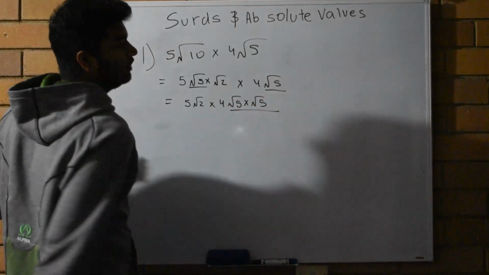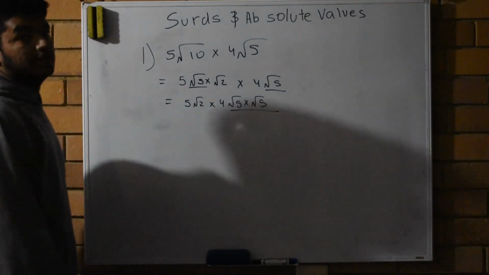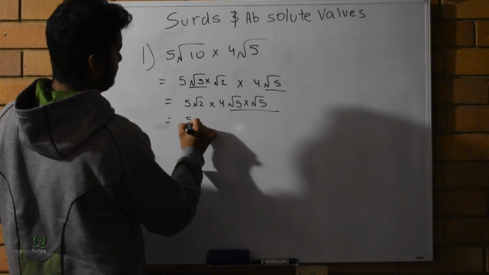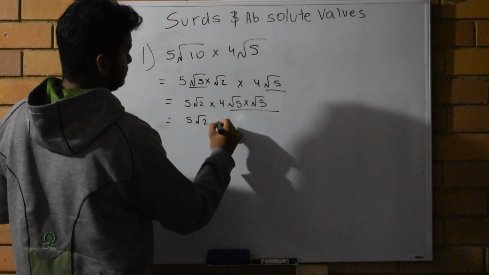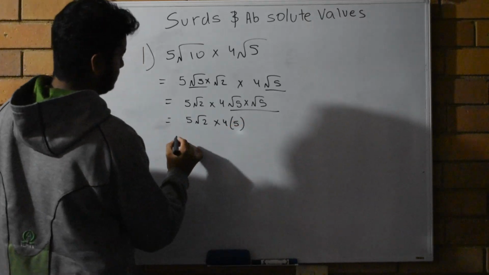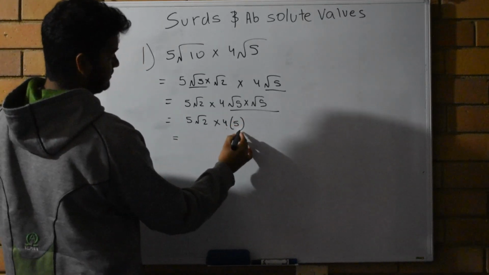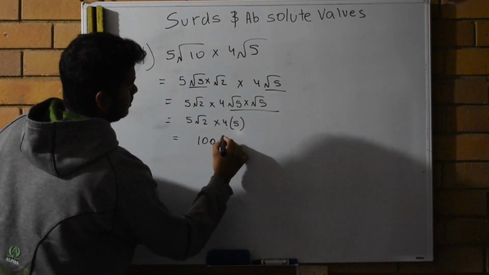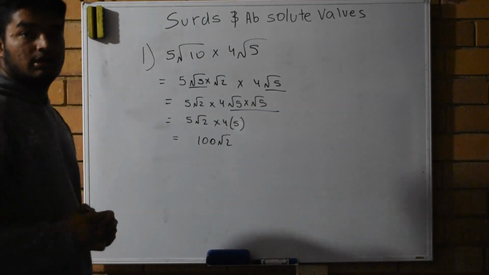Now, root 5 times root 5, if you put it on the calculator, it'll give you 5. So that'll just be 5 square root 2 times 4 times 5. 4 times 5 is 20, 20 times 5 is 100. So 100 square root 2. That's it.